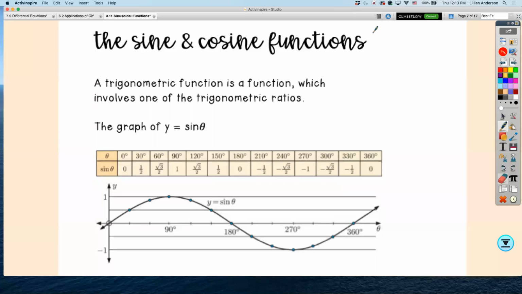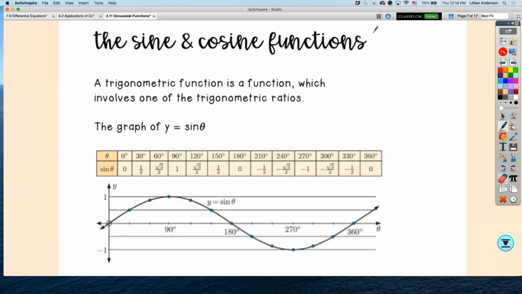So sine and cosine functions are your sinusoidal functions. Sinusoidal is the name that's used to combine sine and cosine functions together. A trigonometric function is a function which involves one trigonometric ratio. And we're actually going to talk about only sine and cosine in this class.